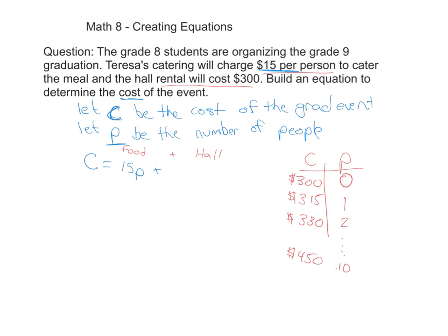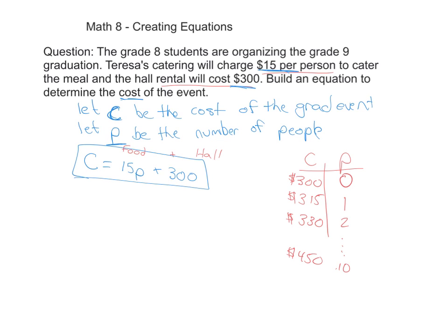Now we're going to add that to the hall cost. The hall cost in this case is $300, but it doesn't matter how many people come. They're charging us $300 whether we have 0 people, 100 people, or 1,000 people. I'm not sure if the hall would legally allow you to have 1,000. But you can see we're just adding 300 every single time.